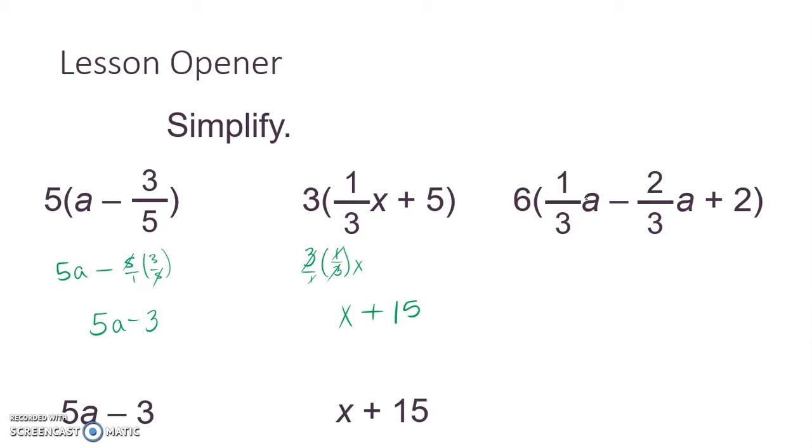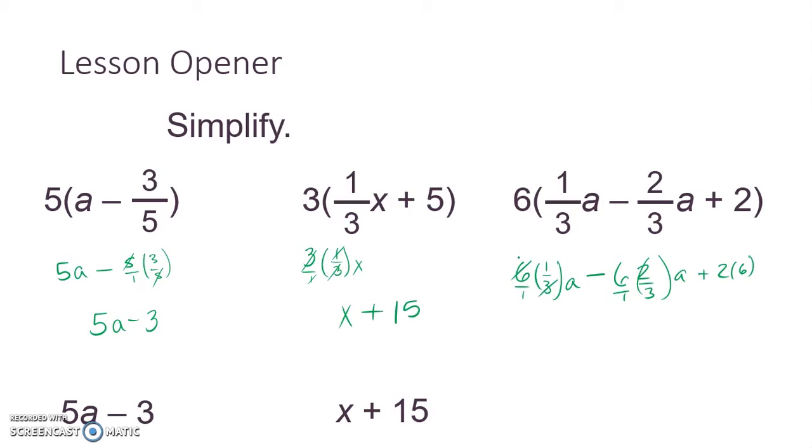And for the last one we have 3 sets, so let me write each one out. So we have 6 over 1 times 1 over 3a, and there's a minus 6 over 1 times 2 thirds a plus 2 times 6, or it should be 6 times 2. So we can go ahead and work these out.